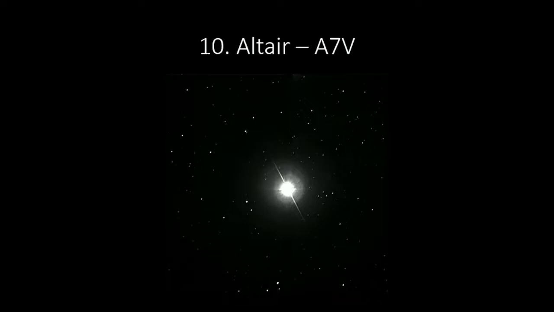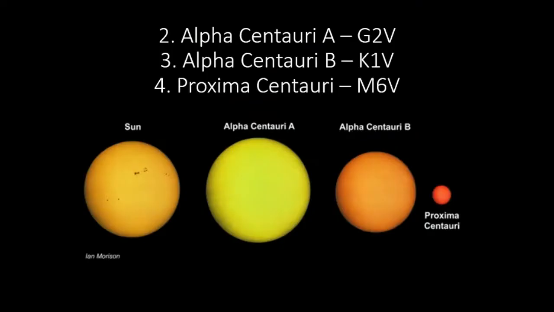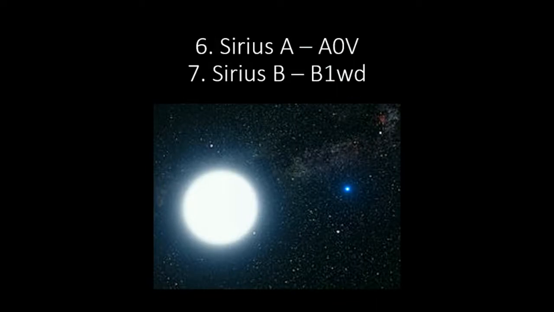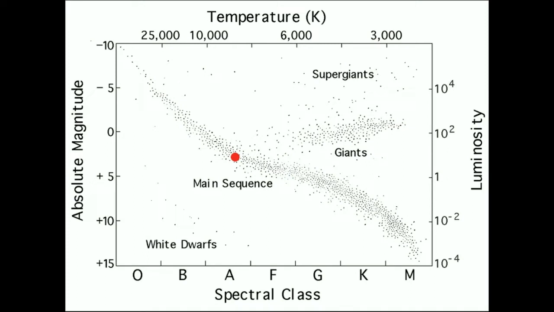Okay, next up, Altair, A7V. Okay, so Altair, A7V, again, the V means still in the main sequence. A7 though, so a little bit more to the right of the A, up here in the main sequence part of A.